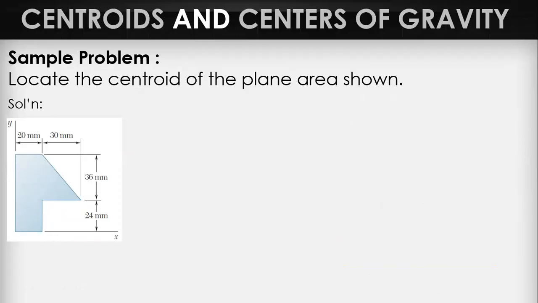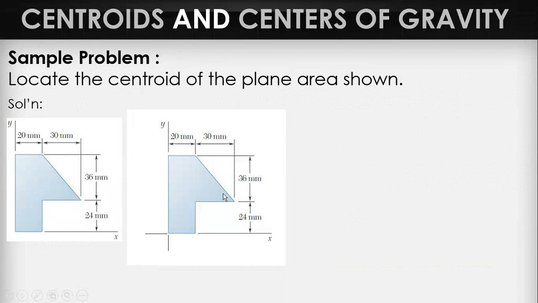Okay, let us solve some problems. Locate the centroid of the plane area shown. So this is our plane area. First, we need to subdivide this one into basic shapes. So ang pag-subdivide, as much as possible, dapat least number of elements. The least number of elements is 2, this one. Rectangle and triangle.